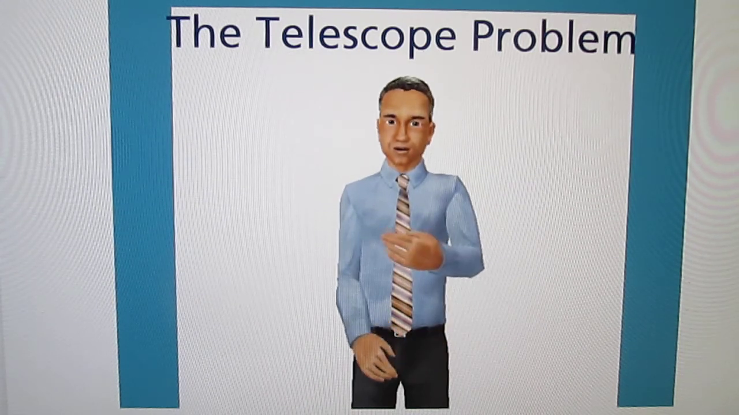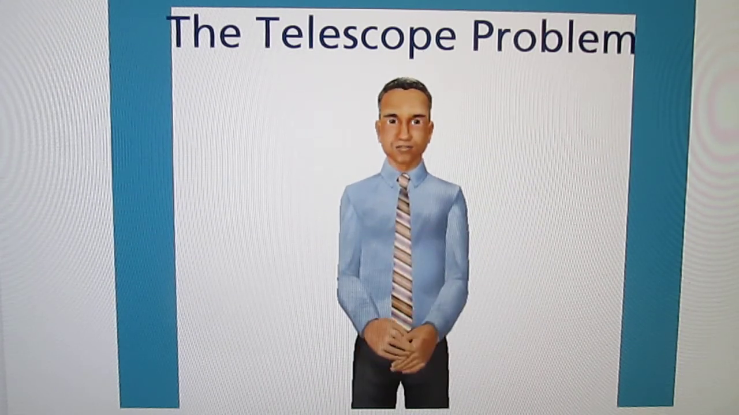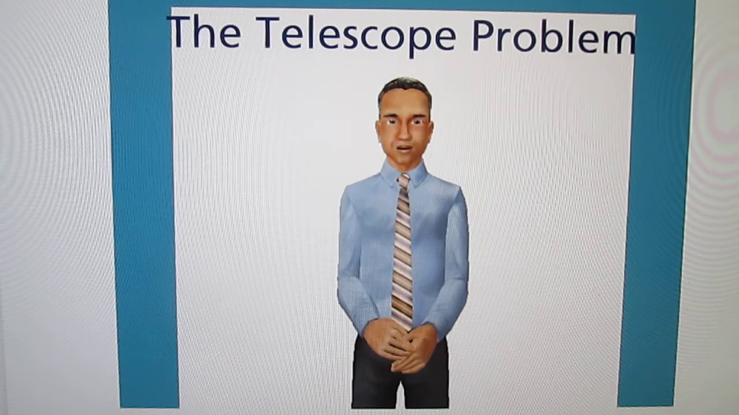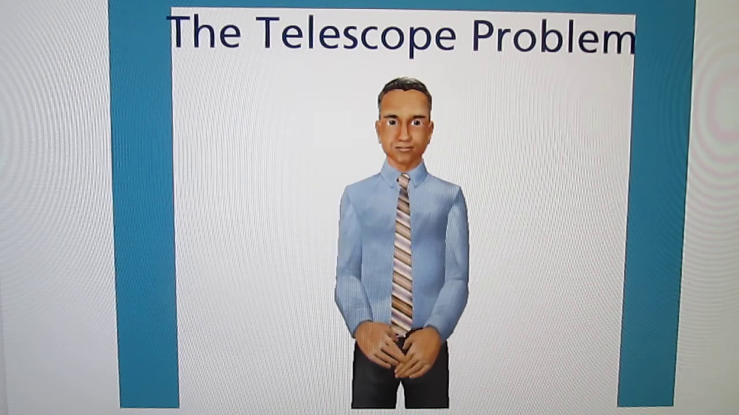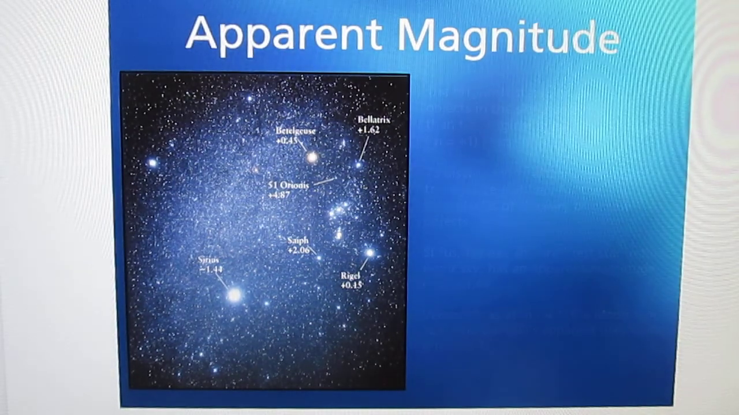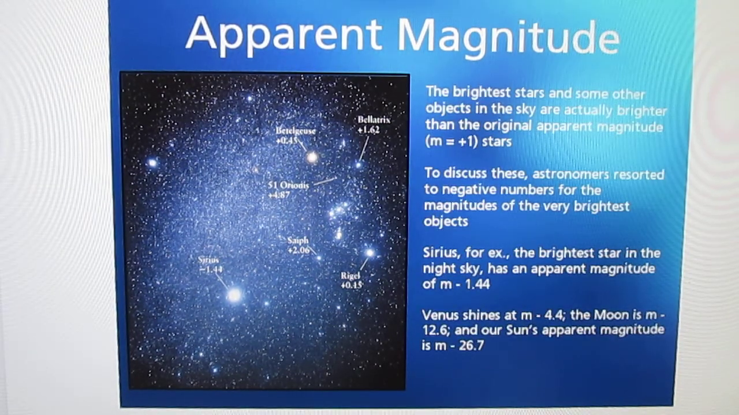Simply, the rule of apparent magnitude is the more negative a sky object's little m value, the brighter it appears to us here on Earth. Unfortunately, it gets uglier. The brightest stars and some other objects in the sky are actually brighter than the original apparent magnitude stars.